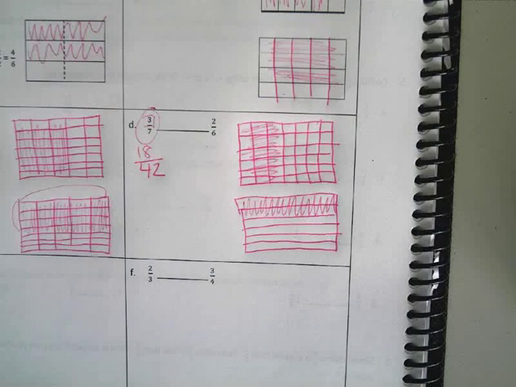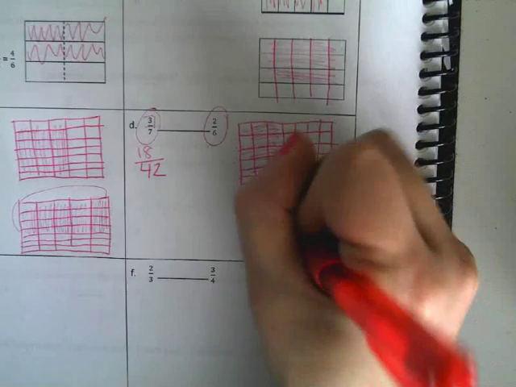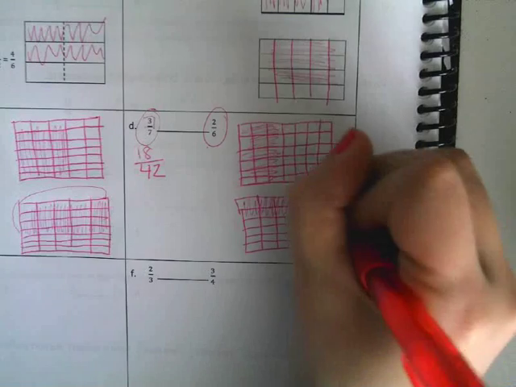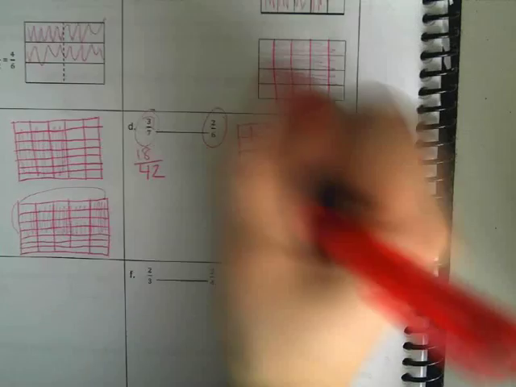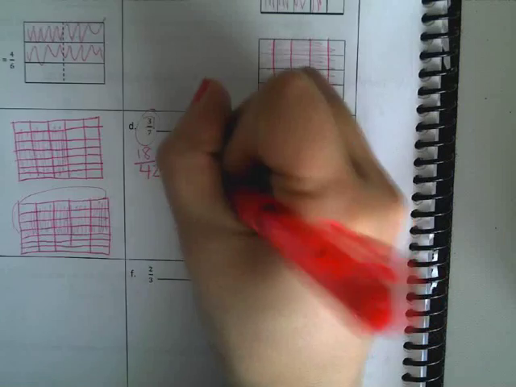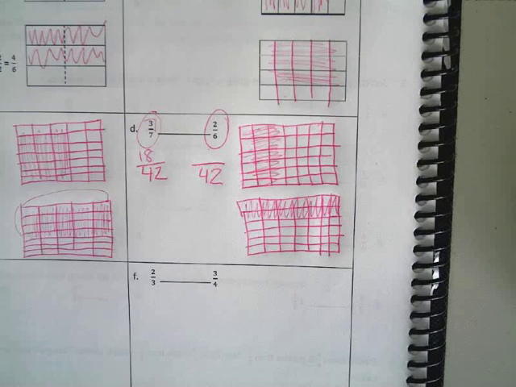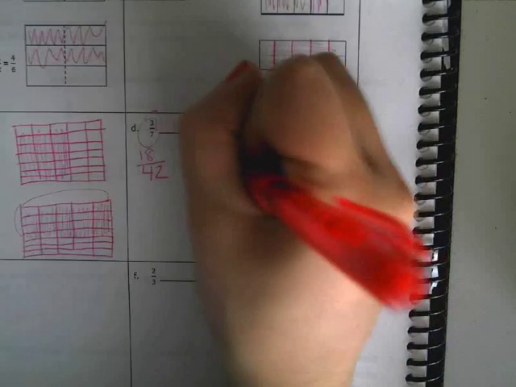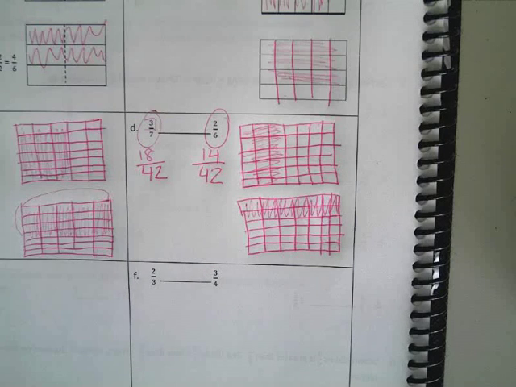All right, so now we have our 6, and now we have to divide them into what? 7. So 1, 2, 3, 4, 5, 7. And how many pieces do we have all together? 42, because 6 times 7 is 42. And how many are shaded in? How many pieces are shaded in everyone? 14. You either could have counted them or you could have multiplied 2 times 7, the other denominator. So which one is greater? 3 sevenths or 2 sixths? 3 sevenths.